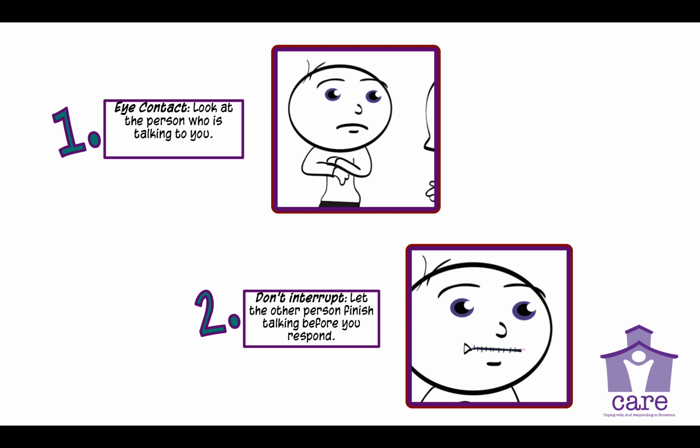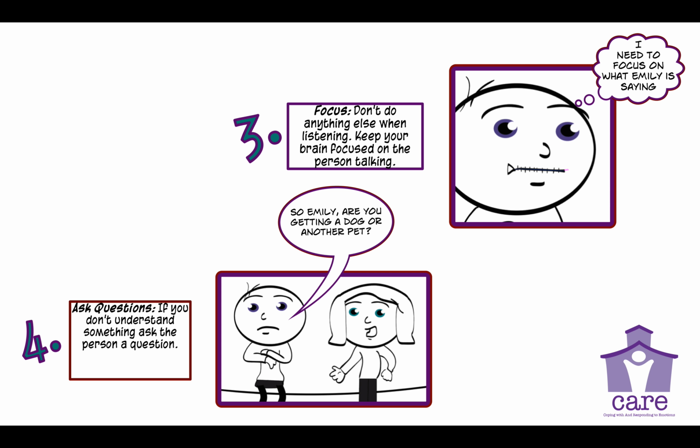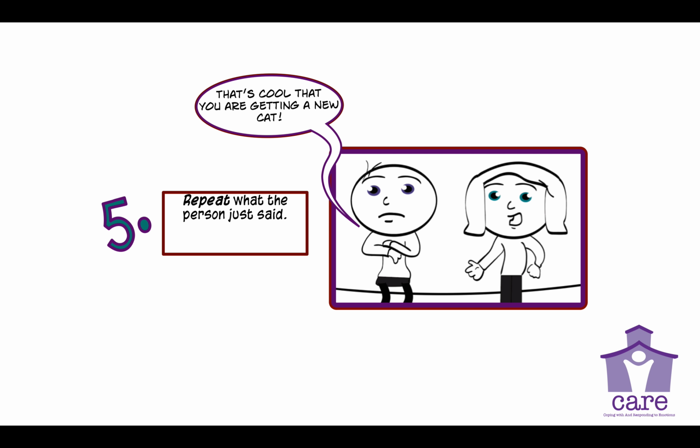Number 2 is don't interrupt. Let the other person finish talking before you respond. Number 3 is focus. Don't do anything else when you're listening. You want to keep your brain focused on the person talking. 4 is ask questions if you don't understand something. If you're unclear about what that person is trying to say, ask a clarifying question. And then 5 is to repeat what that person just said so that they know you understood.